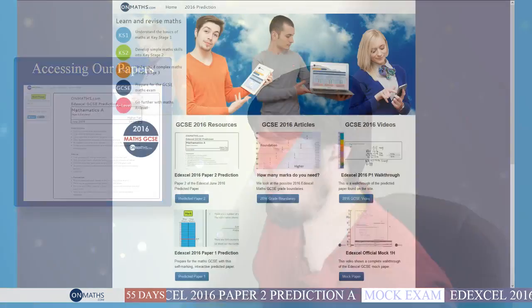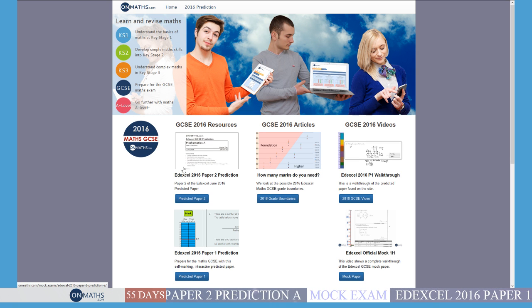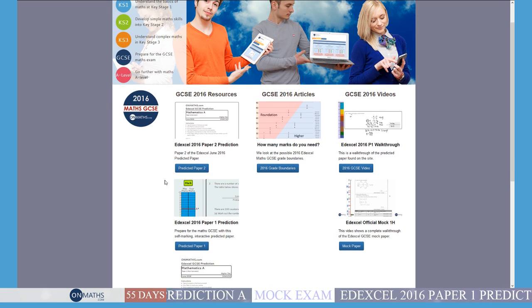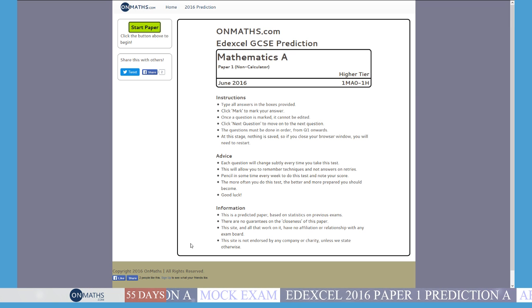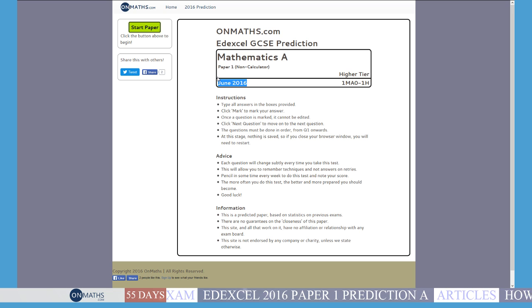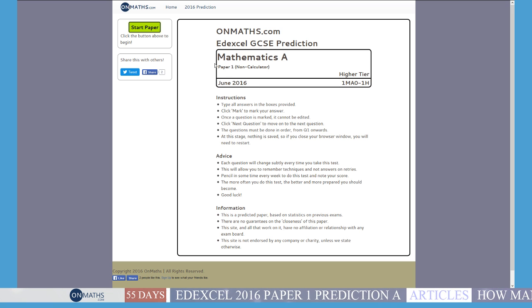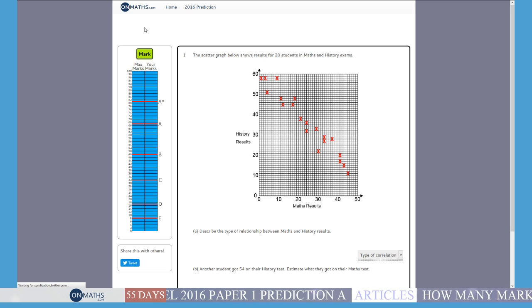So first of all, you go to our website and this page is going to change quite a lot, I think, because it's looking a bit cluttered at the front, so I'll simplify it a little bit. You go to predicted paper 1 or 2, depending on which one you want to try, and you get a sort of welcome screen, and it shows you that it's the paper 1 for June 2016, although a lot of you have pointed out it's actually in May. And you click start paper to get going.